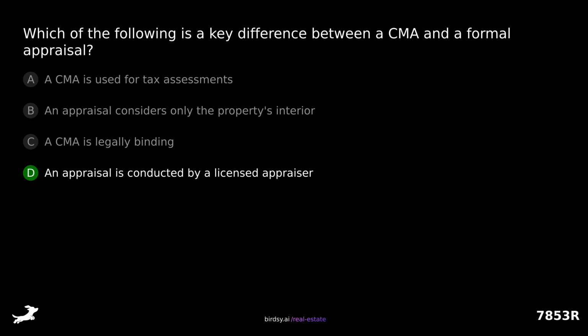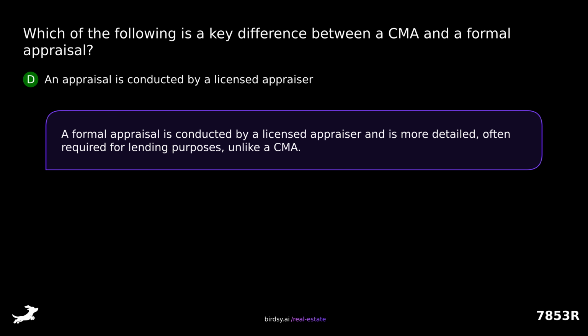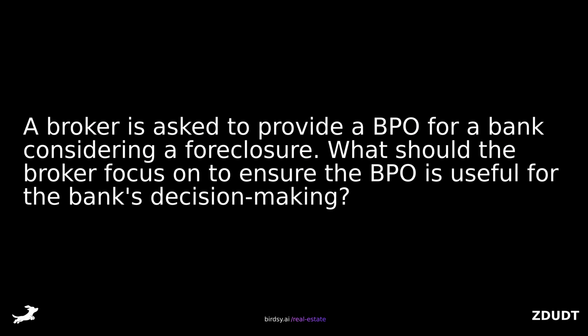The answer is D. An appraisal is conducted by a licensed appraiser. A formal appraisal is conducted by a licensed appraiser and is more detailed, often required for lending purposes, unlike a CMA. A broker is asked to provide a BPO for a bank considering a foreclosure.